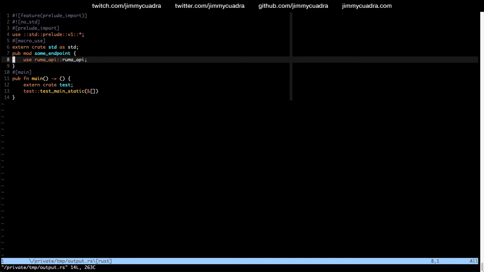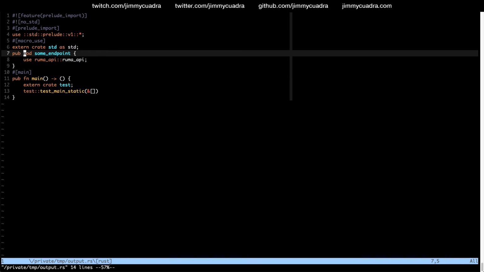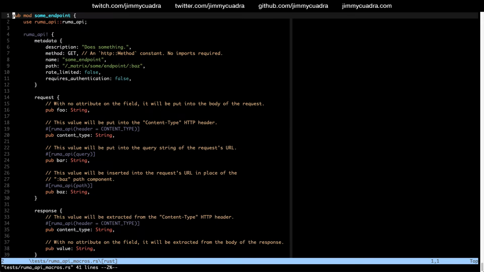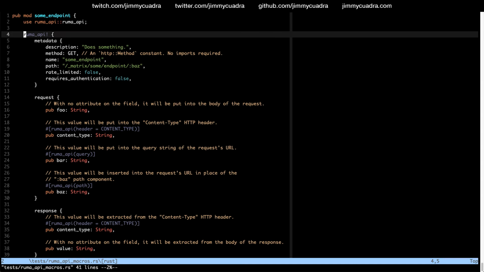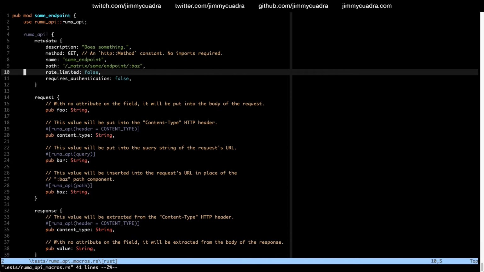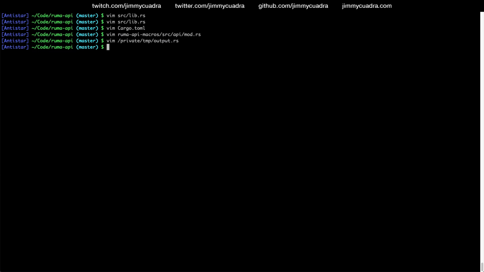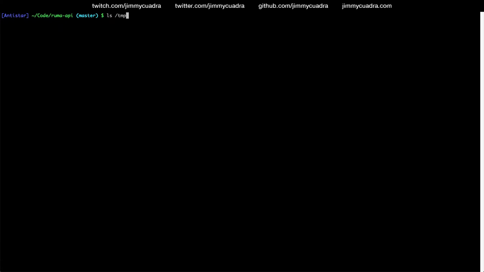If we go back to tests, here's pubmob some endpoint right here, and Ruma API gets exported, but this just completely broke. So cargo expand is not even working. What the hell? So I have some sort of syntax error somewhere in the macro expansion. What on earth is going on?